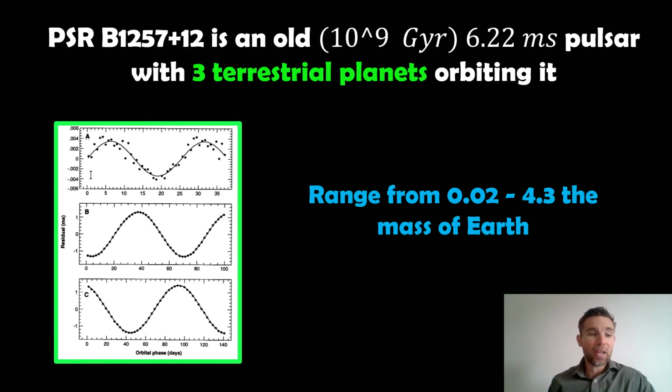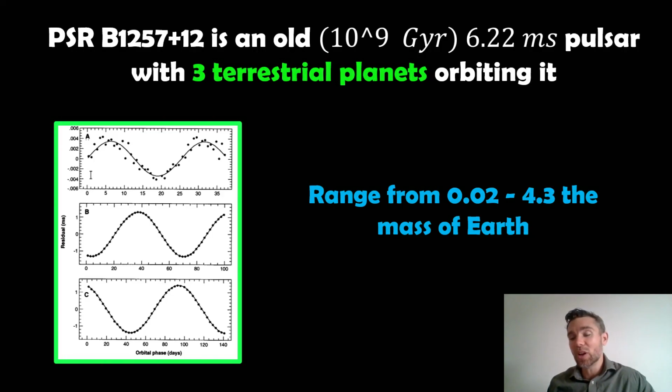Now, I mentioned before from the Exoplanet archive, one that had 3 planets. This one has 3 terrestrial planets, and they range from about 2% the mass of the Earth, which is a pretty small planet, if I'm being honest, up to about 4 1/3 times the mass of Earth. So there are 3 planets there that are likely going to be rocky terrestrial planets. And this is around a fairly old pulsar, about 10 to the 9 years, so a billion years, and it's a millisecond pulsar.